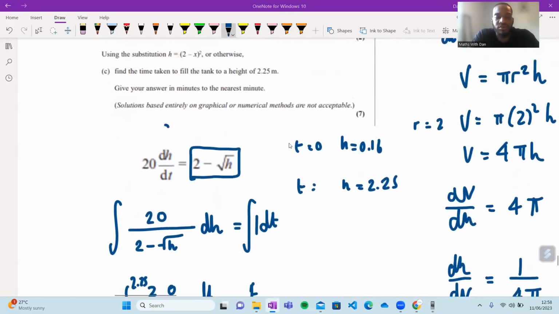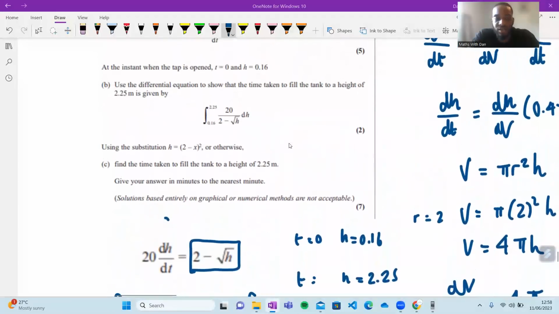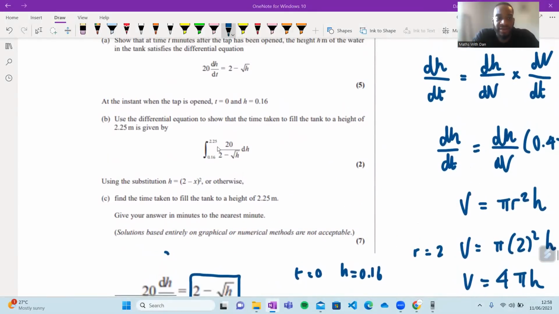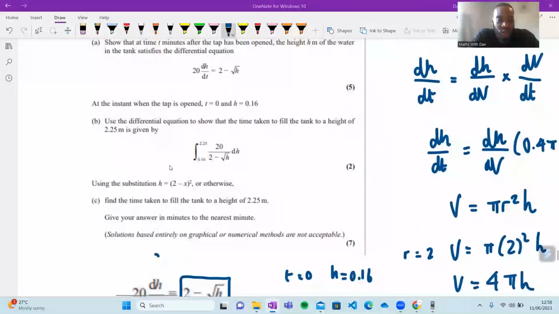All right. Now, part C, which is 7 marks. Okay, let's read it. It says using the substitution 2 minus x all squared or otherwise. So they're saying we're giving you some help, but if you think you're that guy, you're that girl, you do what you like. Find the time taken to fill the tank to a height of 2.25 meters. Give your answer in minutes to the nearest minute.